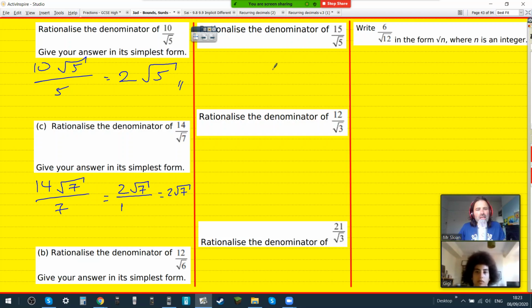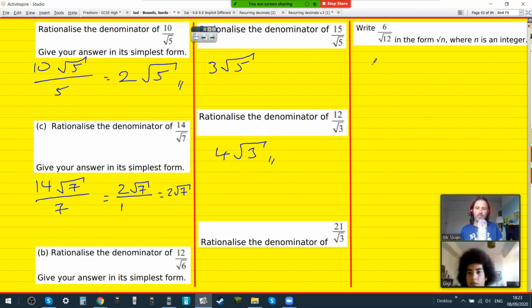How about top middle? 15 root 5 over 5. So that would be 3 over 1, or it should be 3 root 5. Hold on. Next one down. 4 root 3. Just trying it. And a tricky one, top right.